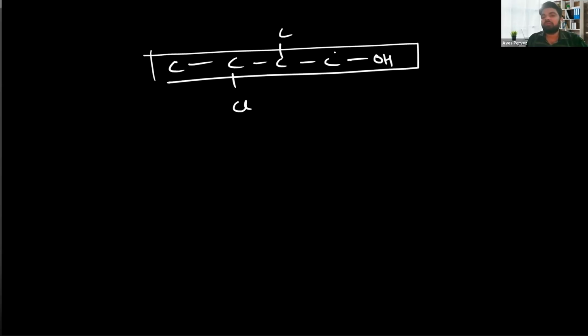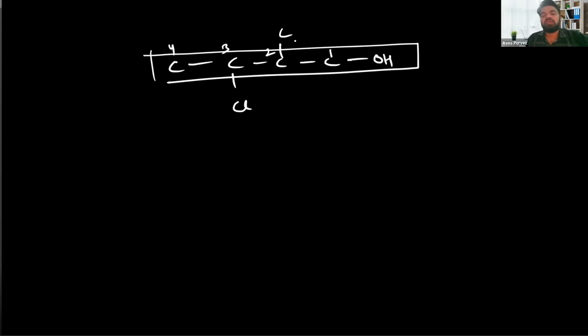Now numbering should be done so that the functional group gets the lowest possible number. Out of the four, this is the hydroxyl group, the main functional group. So you will get 1, 2, 3, 4. Then after numbering, we need to write the names.